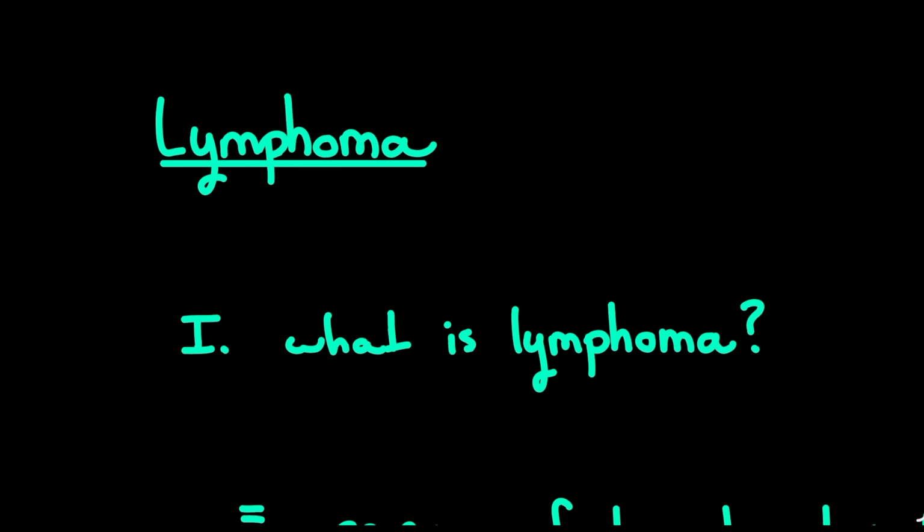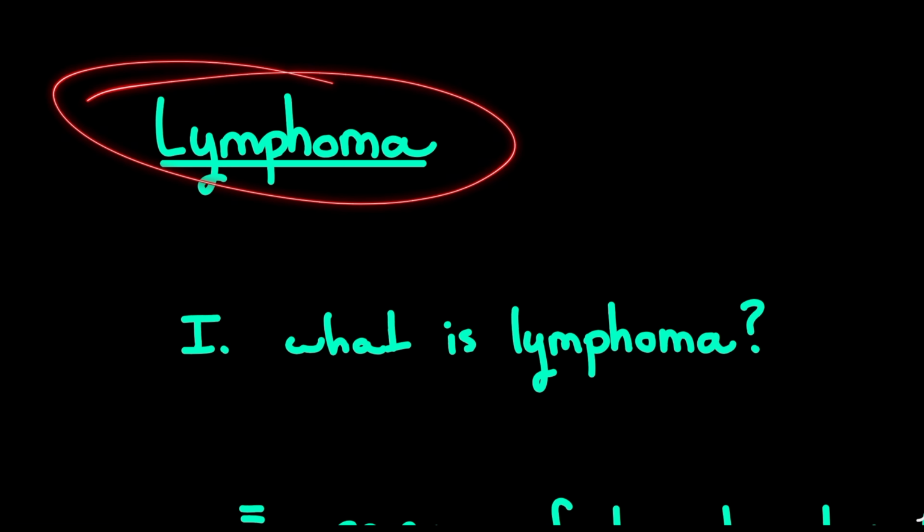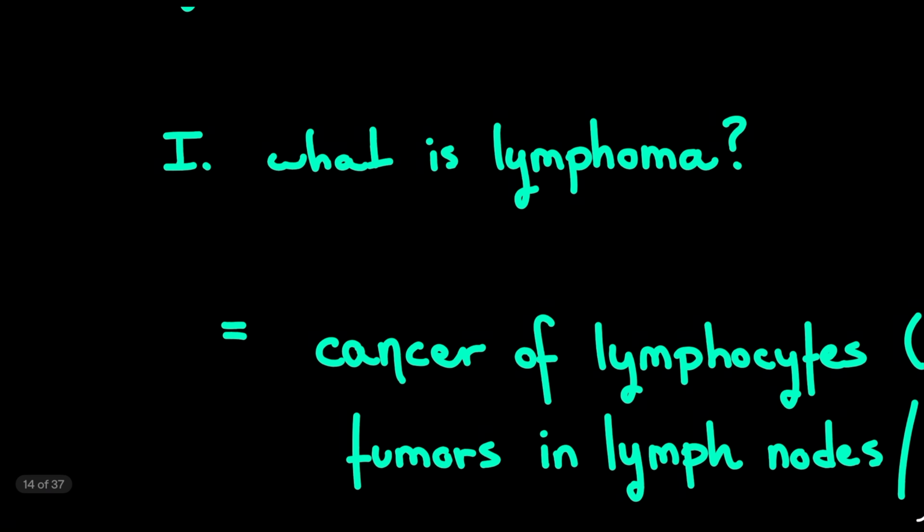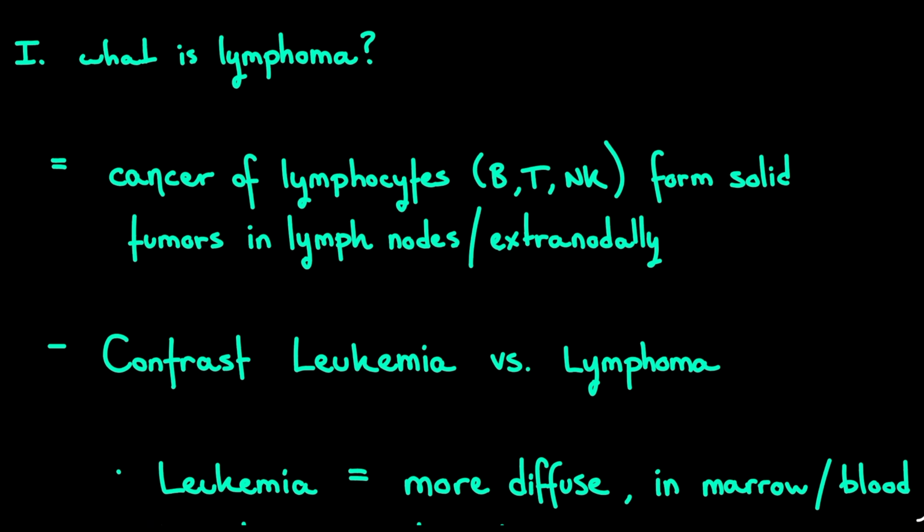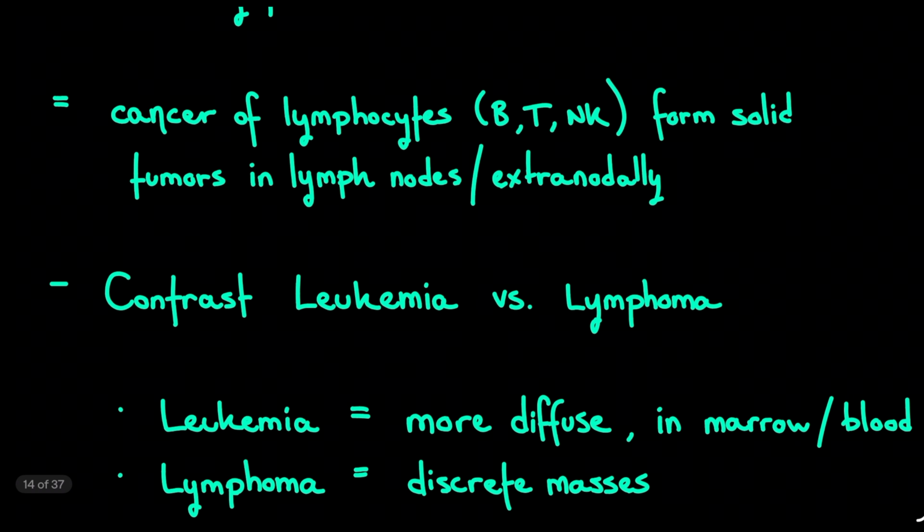All right, let's get going. This is Talk 4.5 on lymphoma. So, what is lymphoma? Well, it is a cancer of your lymphocytes, so B, T, sometimes NK cells, in which a solid tumor is formed, usually in the lymph nodes or the lymphatics, and sometimes extranodally. But let's get into this.